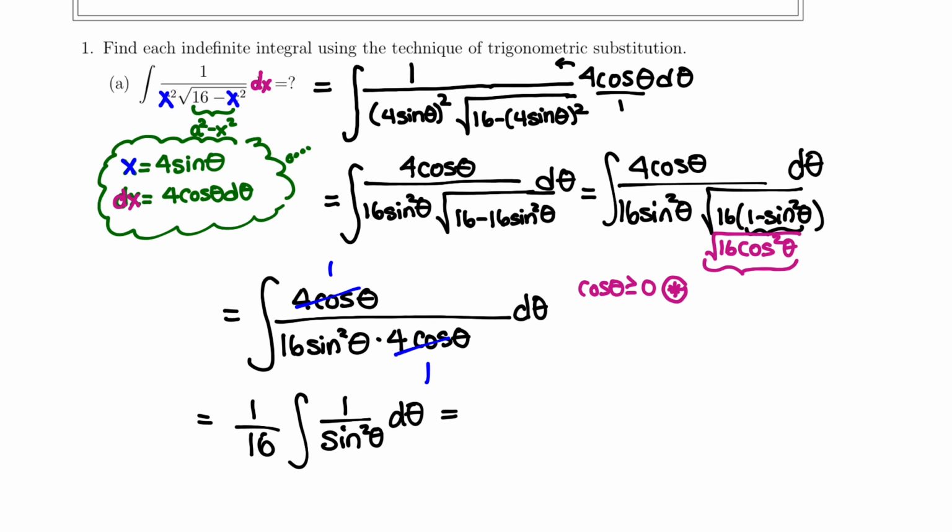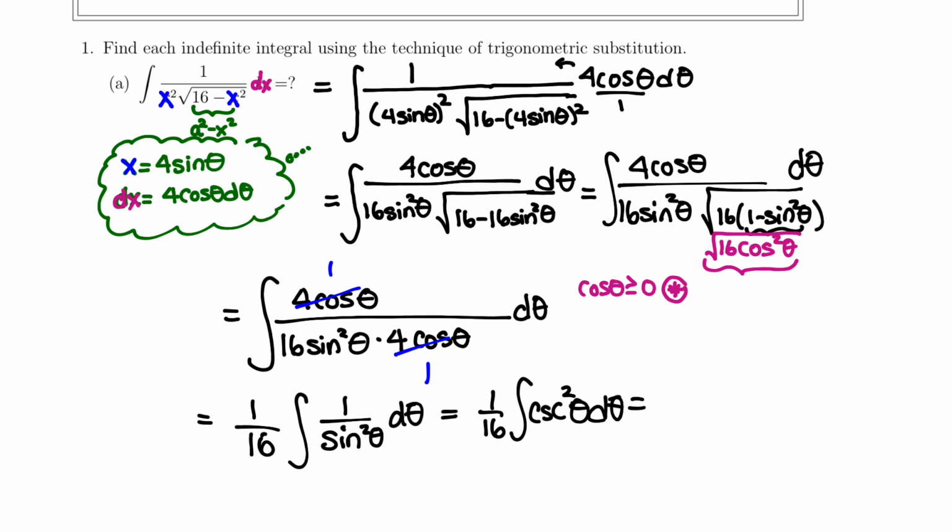All righty. What is that, Ethan? Do you know that trig? What is that trig identity? 1 over sine is cosecant, so 1 over sine squared is cosecant squared. Oh yeah. 1/16 times the antiderivative of cosecant squared d theta.